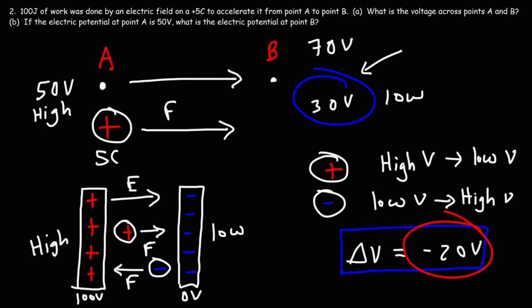But in the event that you didn't take the negative sign into account, just understanding this concept will help you to see that the positive charge is going to move towards a lower voltage. So conceptually, you would know that you need to subtract 20 and not add 20 to get the answer. If we were dealing with a negative charge, we would add 20. The negative charge will go from a low potential to a high potential, but the positive charge will go from a high potential to a low potential when accelerated by an electric field.